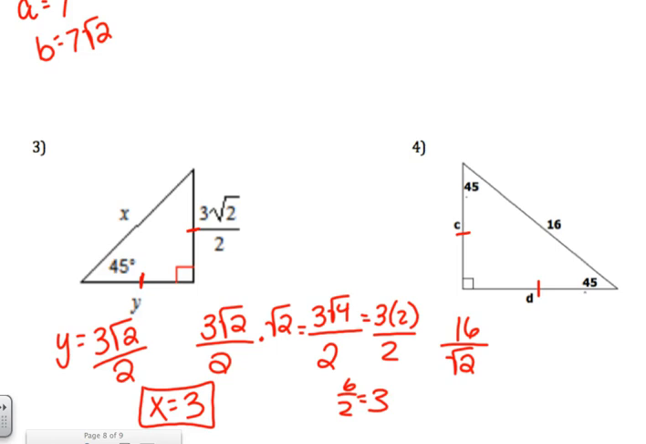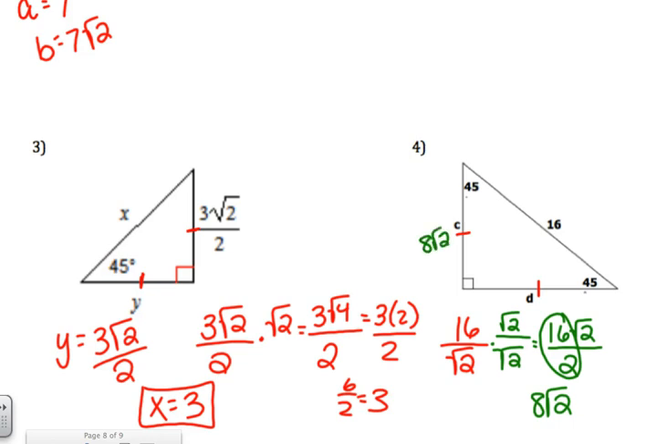So I need to simplify by multiplying by the square root of 2 on the top and the bottom, which would give me a 2 in the denominator, and I'd be left with 16 root 2 over 2. Simplify this: 16 divided by 2 is 8, so my answer is 8 root 2. So 8 root 2 goes here, and 8 root 2 goes there. Now to check if we're right, I know to go from the side to the hypotenuse, you can multiply by the square root of 2.